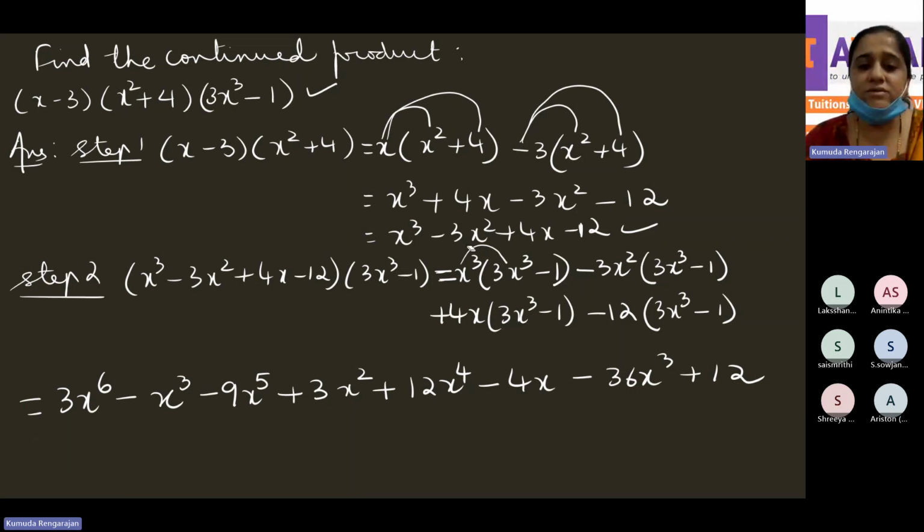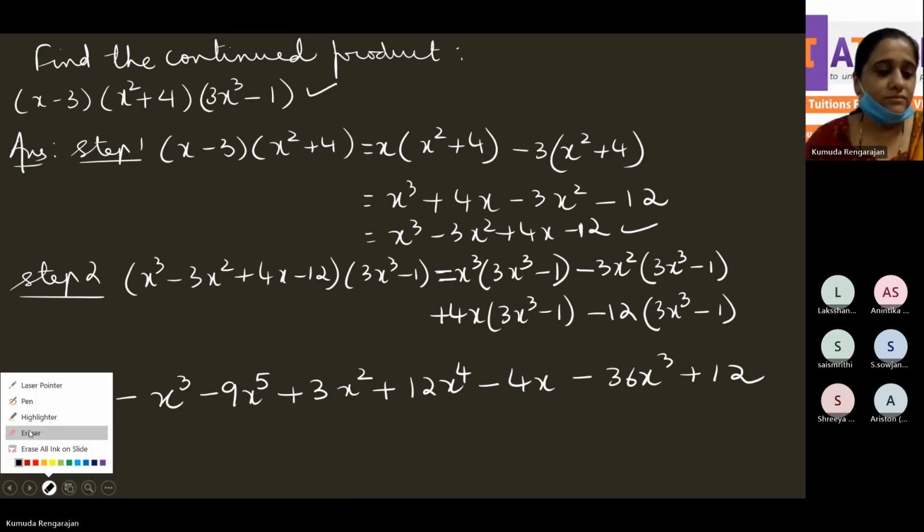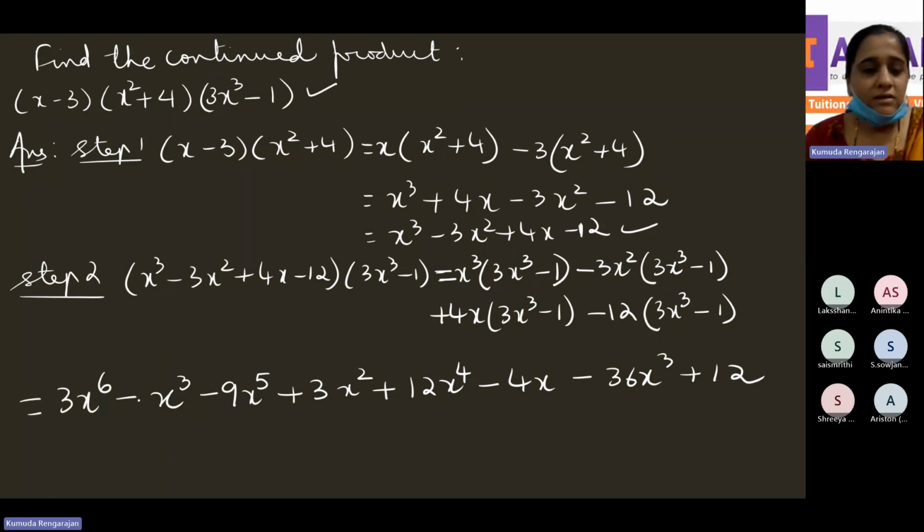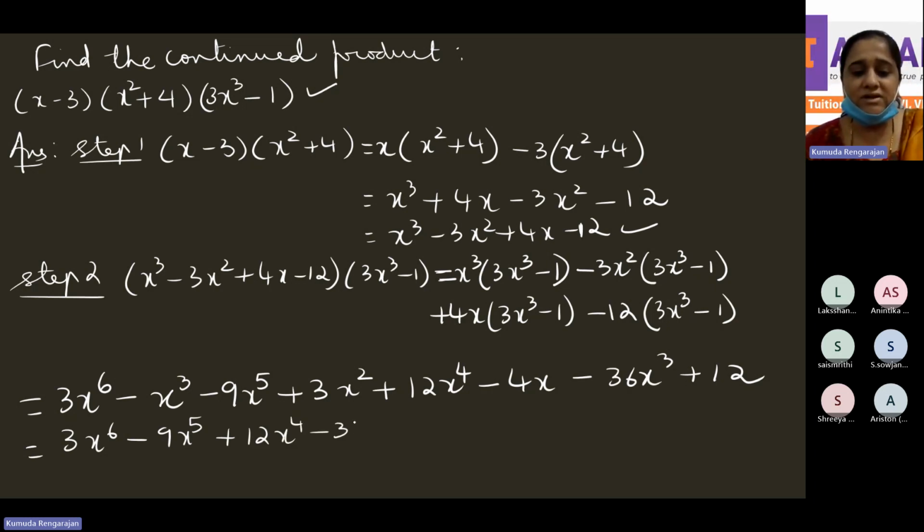Now look out for like terms. Do you see any like terms? Yeah, x cubed and x cubed. So we'll arrange the terms in order. 3x to the power 6 minus 9x to the power 5 plus 12x to the power 4. Then we have minus 36x cubed and minus x cubed. Then x squared we have plus 3x squared. Then we have an x term and then we have the constant.